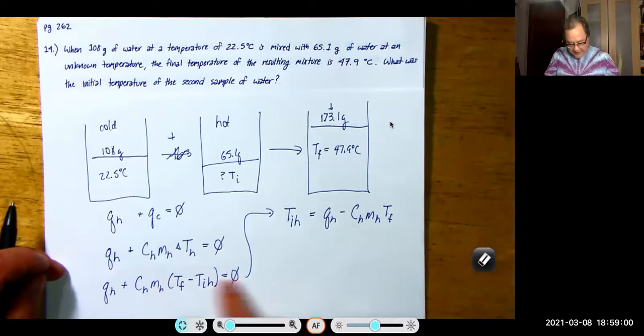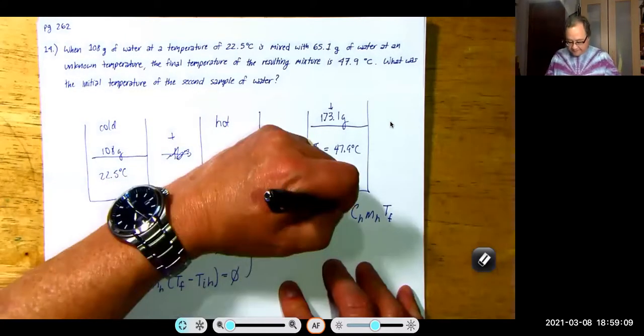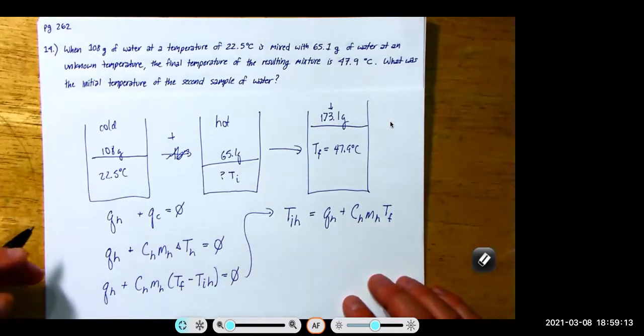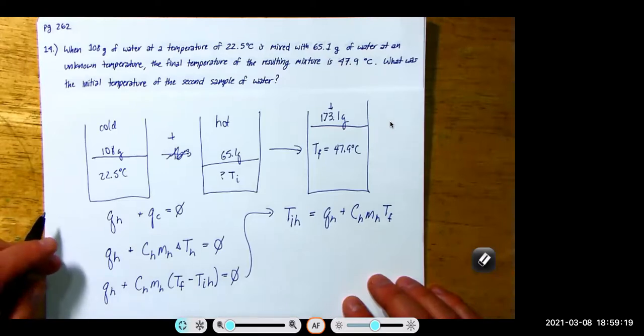Oh, I see one thing. I put this guy over here, that became a negative. This guy goes over there, that's a negative. So it should be positive. Well, since it's multiplied, you'd subtract the Q of the H and you'd have to divide by C of the hot, M of the hot, and then you can subtract T of the F and then multiply by -1. Yeah.